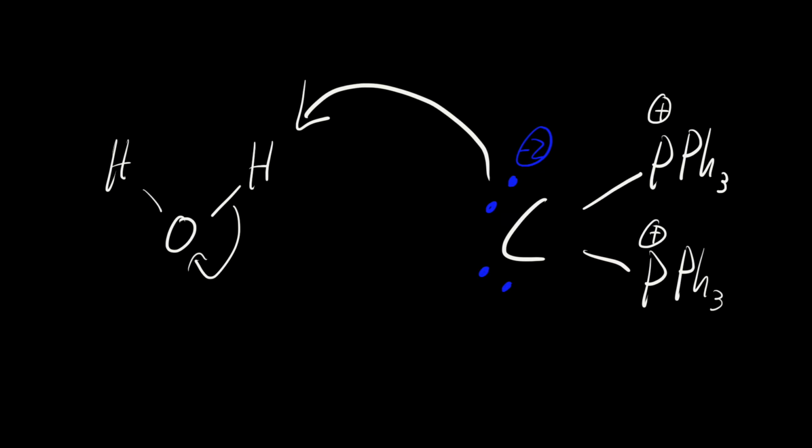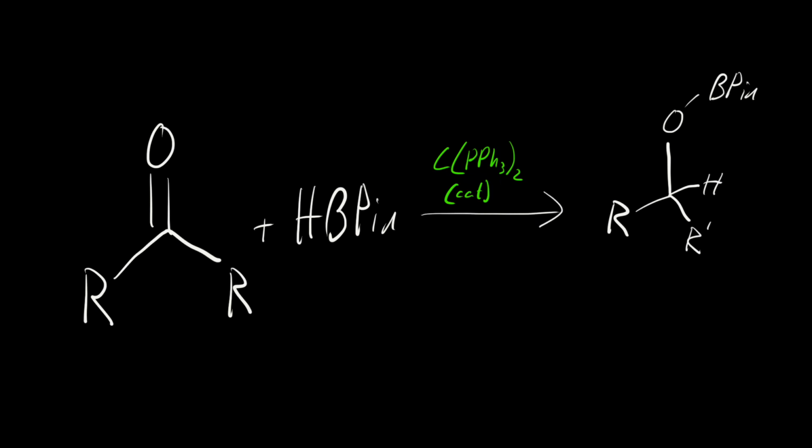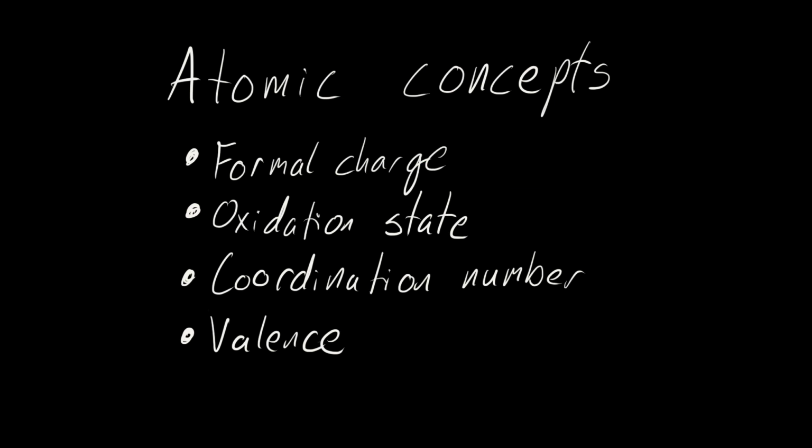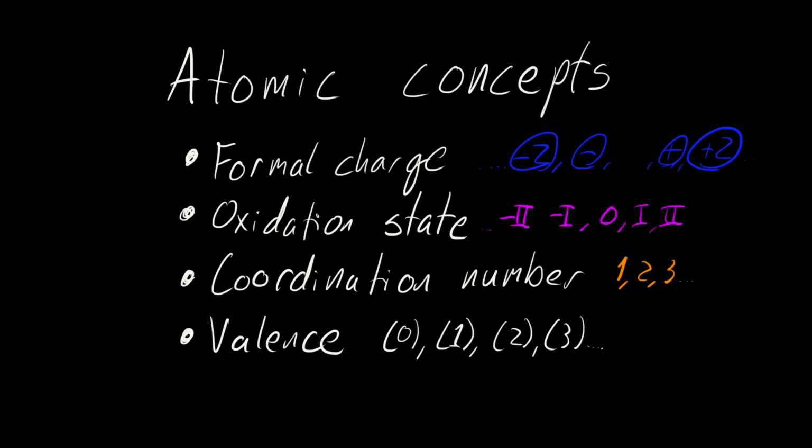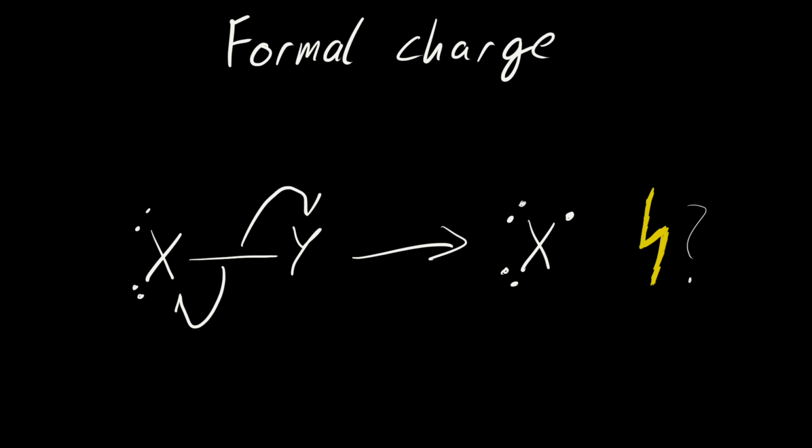Due to their 2 lone pairs, the carbodiphosphoranes are very basic, and they can be used as catalysts in some organic reactions. The 4 interrelated concepts that I'm going to talk about today are formal charge, oxidation state, coordination number, and finally valence. These 4 concepts are numbers that we assign atoms in molecules, and they are sometimes confused and consequently misused. Formal charge I have already mentioned in this video.